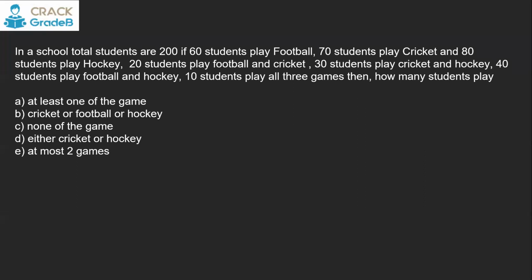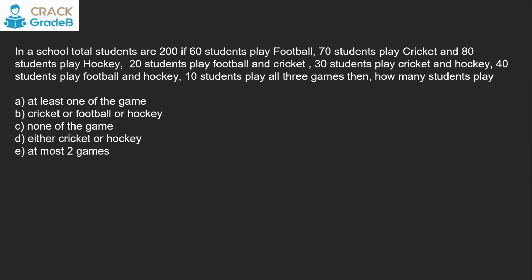Now, this is the question regarding three parameters. Let's read the question carefully. In a school, total 200 students, 60 play football, 70 play cricket, 80 students play hockey, 20 students play football and cricket, 30 students play cricket and hockey, 40 students play football and hockey. 10 students play all the three games, then how many students play? And these are not the options.